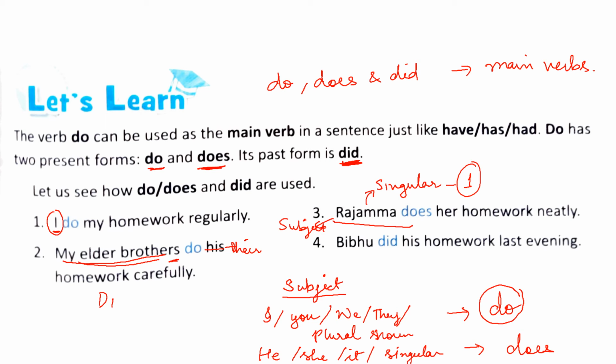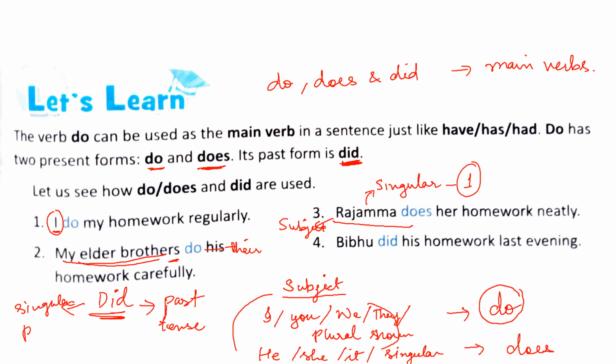Now let us discuss when we will use did. So all these sentences are in present. We use do or does when we are writing the sentences in present form. Now did is used when you have to express the same things in past form. Alright, in past tense. And did goes with all the subjects. It will go with singular subjects as well as with plural subjects. You can use did with all of them.